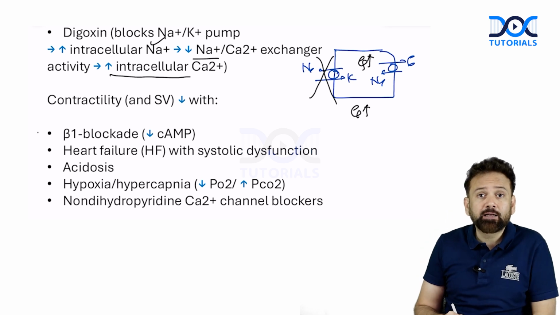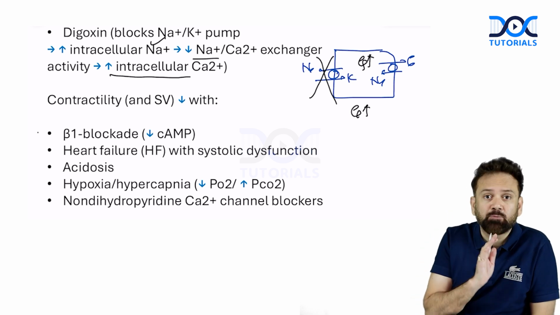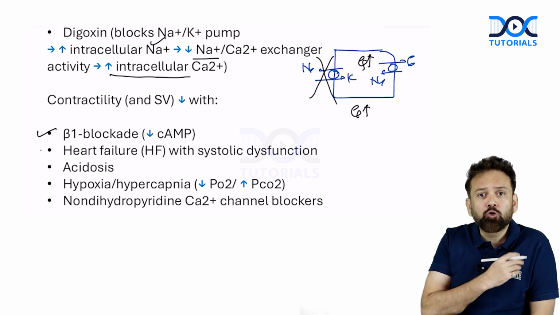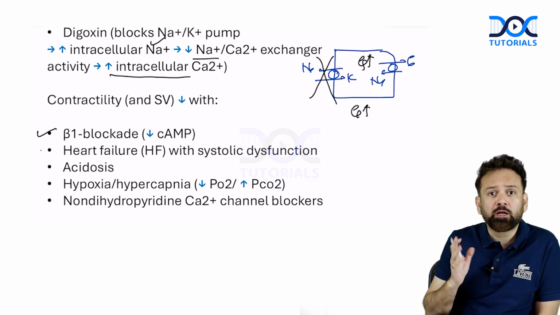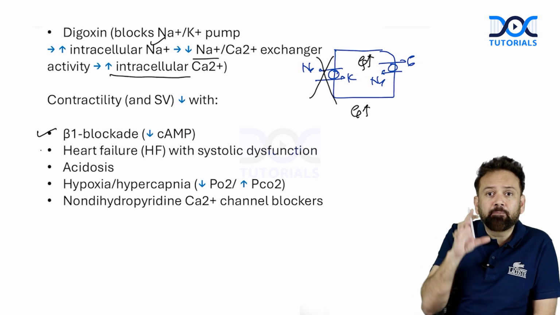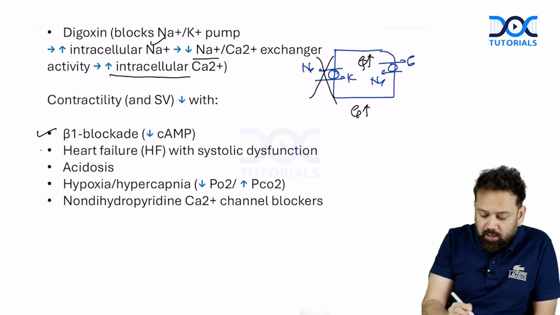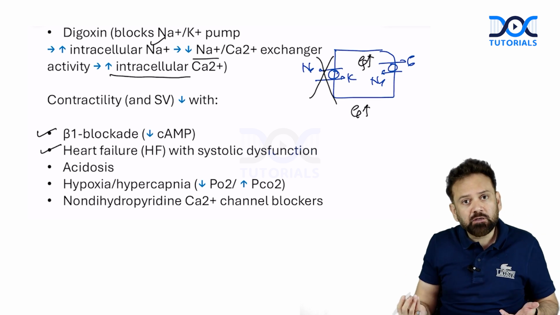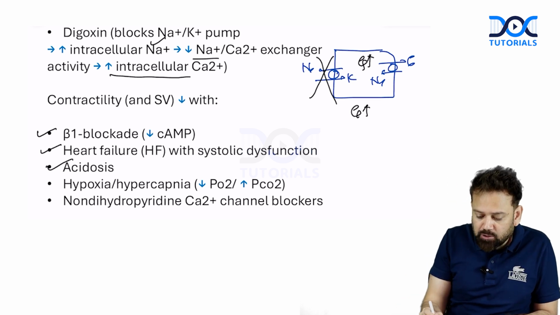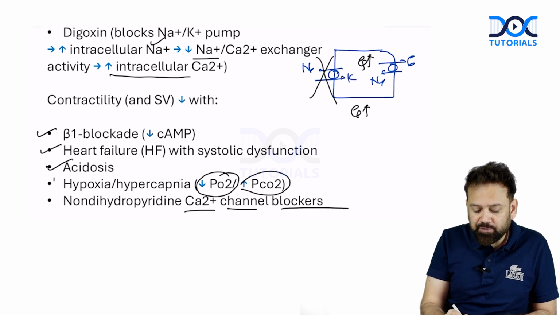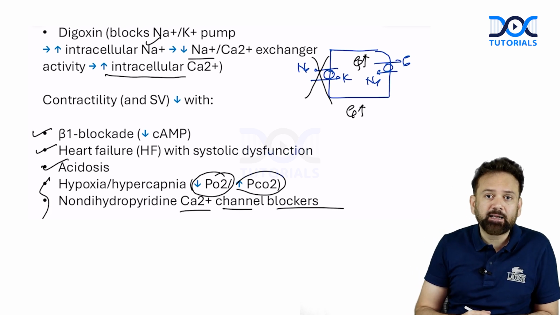Now contractility and stroke volume can be decreased by, okay, how can they be decreased? Number one, by beta 1 blockade. Of course, if you give a beta 1 blocker like atenolol, metoprolol, and so on, it will decrease cyclic AMP, decrease heart rate, decrease stroke volume, and decrease contractility. Heart failure with systolic dysfunction, acidosis, hypoxia, hypercapnia, even calcium channel blockers can also decrease contractility as well as stroke volume.